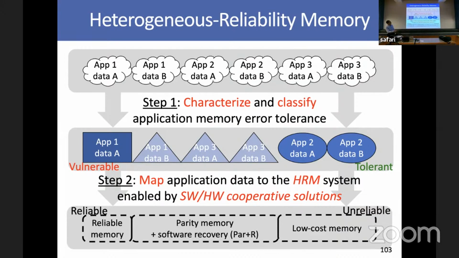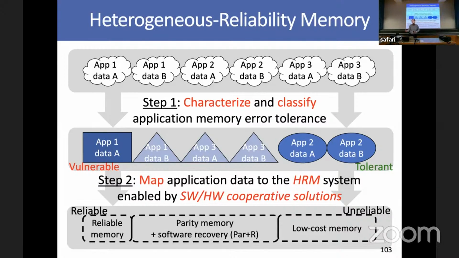And then there's a design space over here, clearly. How do you design the heterogeneous reliability memory system? There's a huge design space, actually. What are the techniques you employ for unreliable memory versus reliable memory? How do you guarantee different error rates? I think guaranteeing different error rates is going to be important.